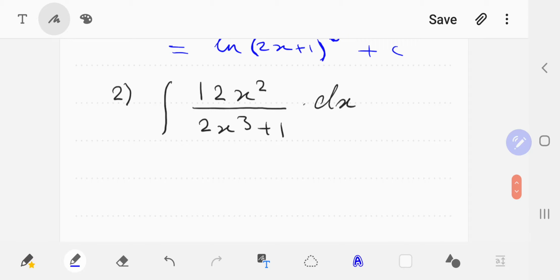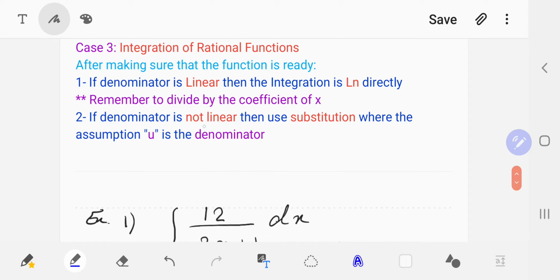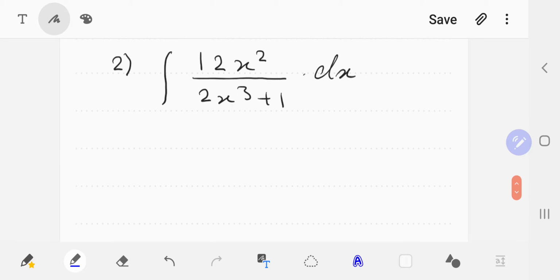Now, the second case, when the denominator is not linear. This function is ready. There is nothing to be done here: no power of denominator that can be taken up, no radicals, no identities, nothing. So immediately what should I do? Let's have a look at this again. If the denominator is not linear, then use substitution where u is the denominator. So I'm going to use substitution here.